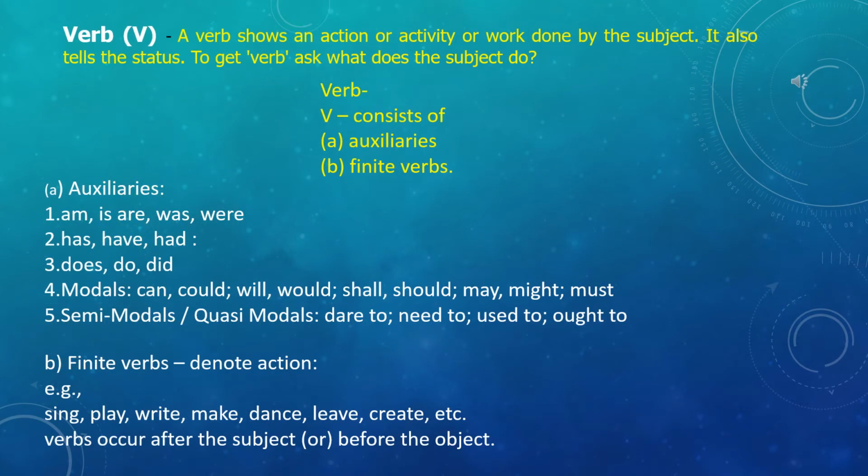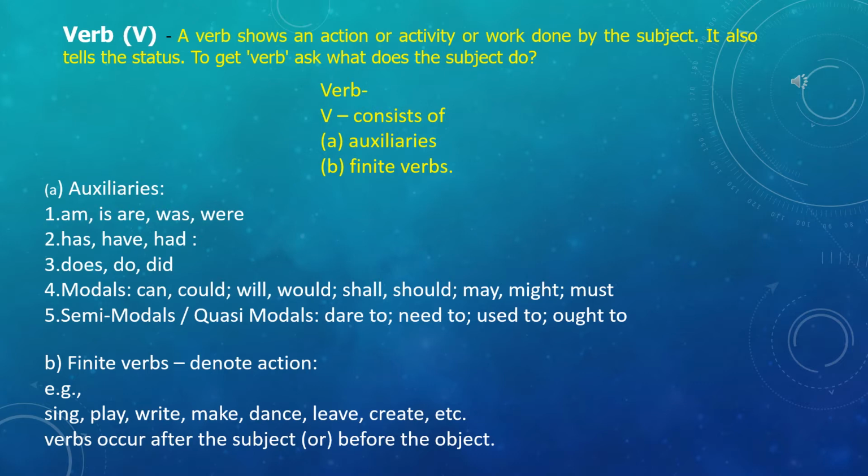Now let us see verb. What is a verb? A verb shows an action or activity or a work done by the subject. It also tells us a status. To get the verb, ask what does the subject do? Here we have verb consists of auxiliaries and finite verbs. Auxiliaries are also called helping verbs. For example, am, is, are, was, were, has, have, had, does, do, did.